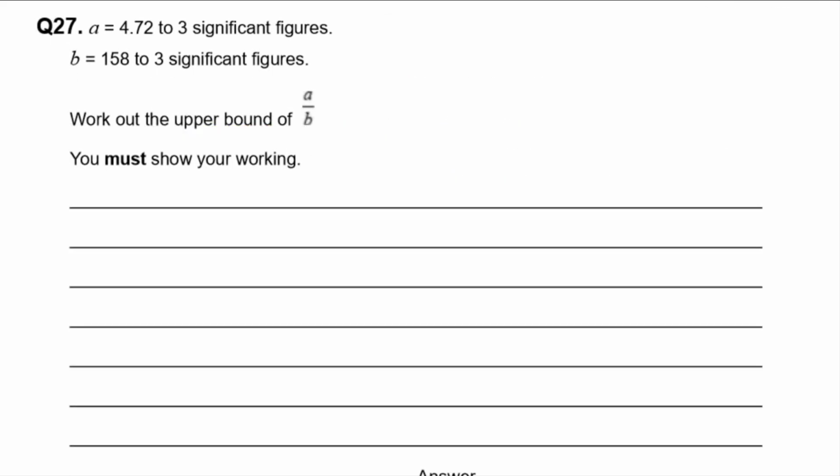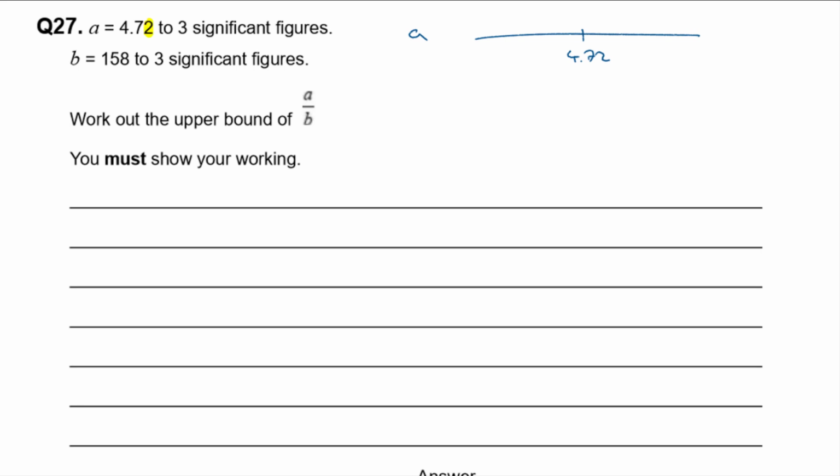Okay, right, question 27. A is 4.72 to 3 significant figures, B is 158 to 3 significant figures. Work out the upper bound of A over B. I'll show you working. So a very similar question. I'm going to start off by working out the bounds for A and then of B. So I've been given A as 4.72 to 3 significant figures.